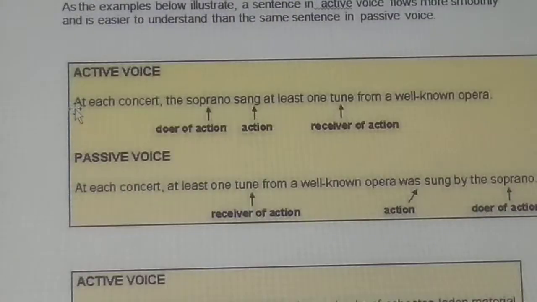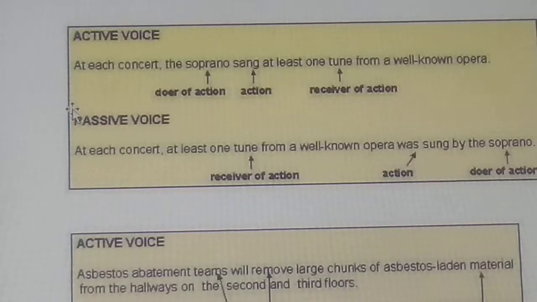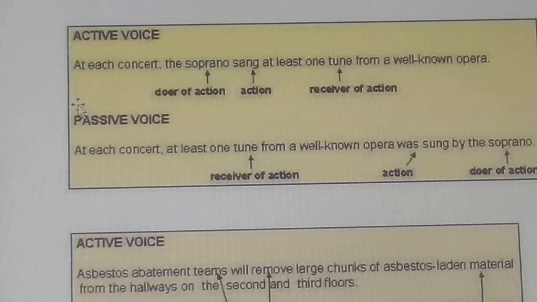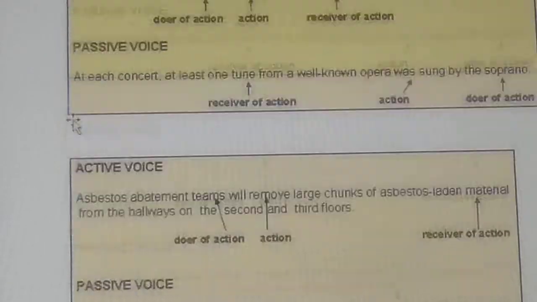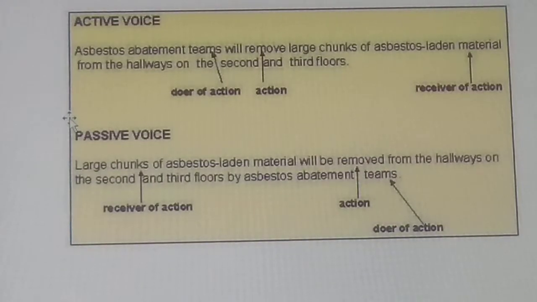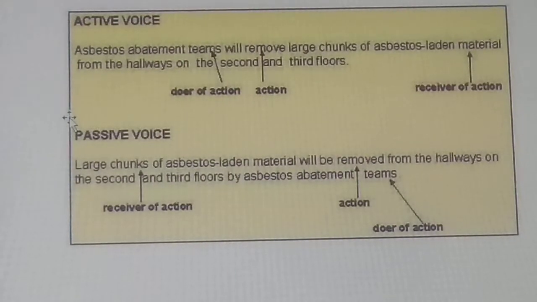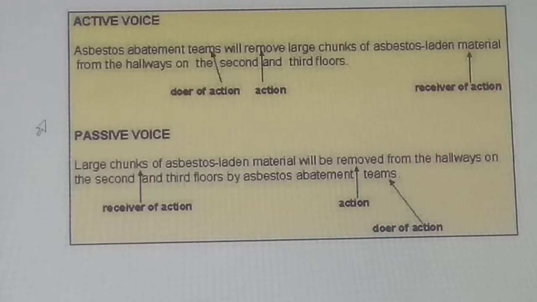See, active voice, children. At each concert, the soprano sang at least one tune from a well-known opera. See who's the doer, who's the receiver. And see what happens in the passive voice. The receiver of the action is placed in the beginning of the sentence. This is the easiest way to remember. Active voice: asbestos abatement teams will remove large chunks. Who will remove? The team. What is the verb? Removing. And see what happens in passive. The receiver of the action is placed first in the sentence. So that is the easiest way to remember.